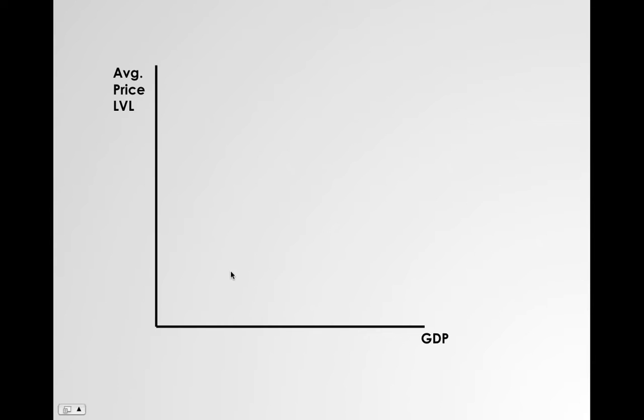Here again, we've got your typical macroeconomic diagram. This is average price level over here, sometimes just called price level. And this is GDP. This could also be called output, national income, or real GDP. A lot of different things. And then we have our aggregate demand curve.